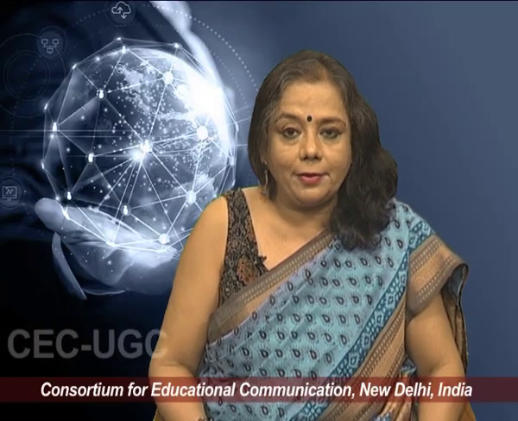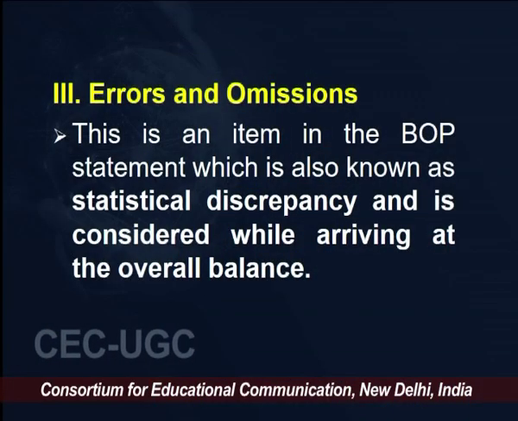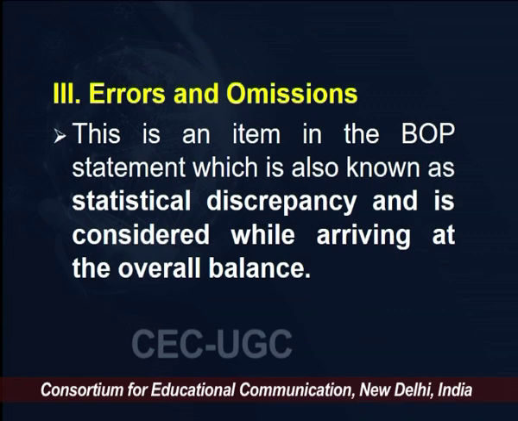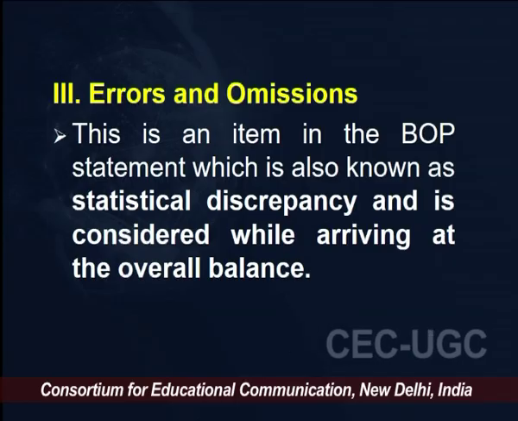Based on the above, capital account flows can be of 2 types: accommodating capital flows and autonomous capital flows. So, till this portion we have discussed. It was a quick recap of whatever we have studied till now. Now comes the third component of the balance of payment account, which we will discuss in detail, and that is errors and omissions. This is an item in the balance of payment statement which is also known as statistical discrepancy and is considered while arriving at the overall balance.